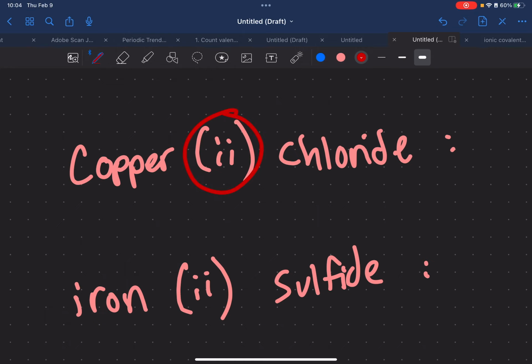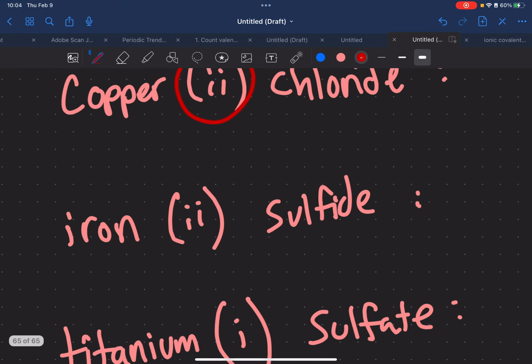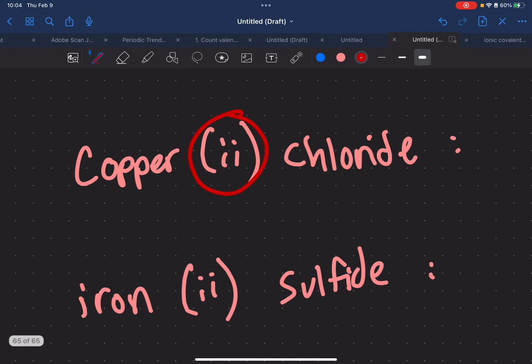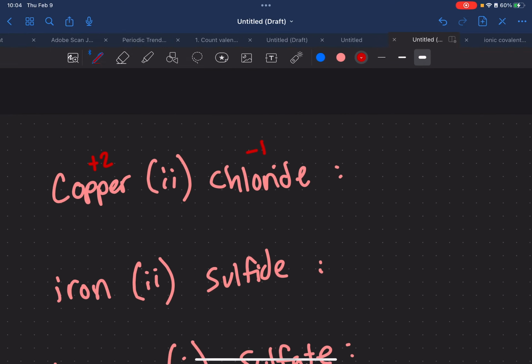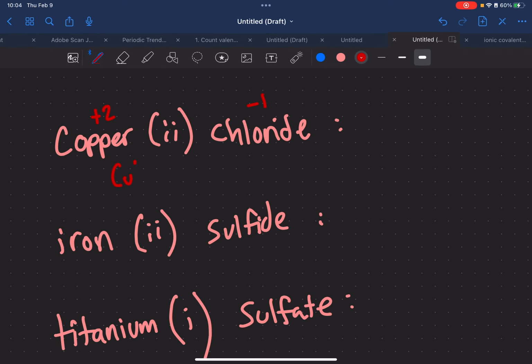The Roman numerals, the II and the I, those are Roman numerals, and they tell us the charge on the copper ion, or the charge on the metal ion. So this is telling us that we have a +2 charge on our copper ion. Chloride is the same as always. It's a -1 charge. So now that you know that, you can probably see that the formula here is going to be CuCl2, because we need 2 chlorides to balance out the charge with our 1 copper ion.